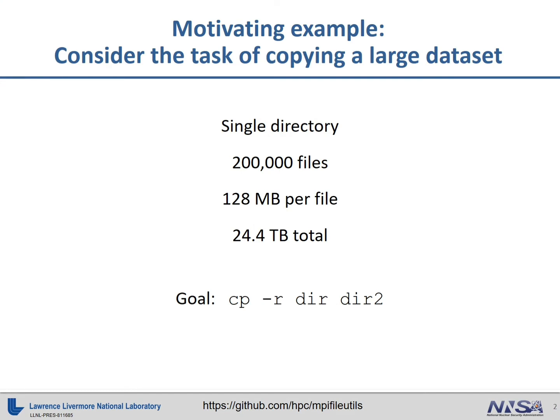So let me motivate things with an example. Imagine you have a directory with 200,000 files. Each file is 128 megabytes. It's a total of 24 terabytes of disk space. This might represent a checkpoint from a large-scale application. Now what you'd like to do is make a recursive copy of that directory. Maybe you want to modify the file somehow, but you don't want to mess with the originals. You just want to make a copy of the original directory.